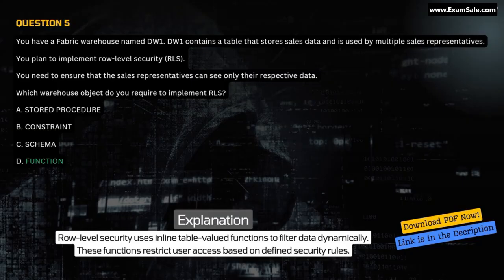Explanation: Row-level security uses inline table-valued functions to filter data dynamically. These functions restrict user access based on defined security rules.